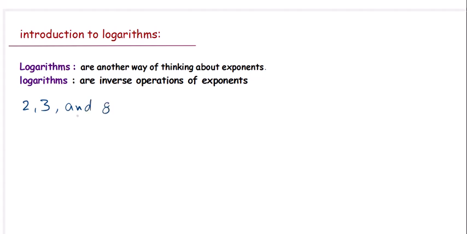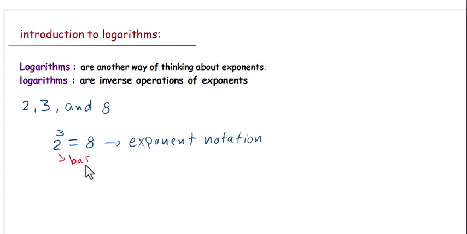I can use those three numbers in order to write this relationship. 2 to the power of 3 equals 8. And this notation is called exponential notation or exponent notation. And here 2 is called the base. 3 is called the exponent, or sometimes we call it the index, and 8 is called the argument.